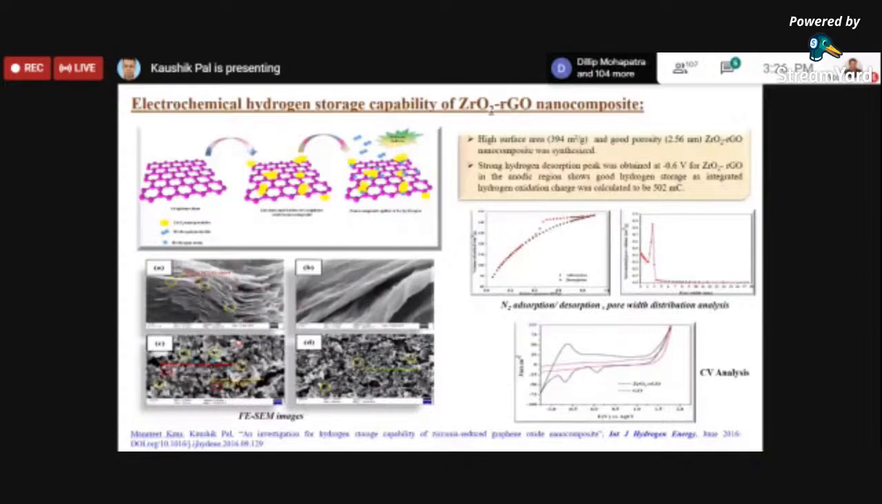So these are the pores of the graphene sheets over there. So highly porous nanocomposites, this one, zirconia incorporated on graphene oxide, where we can store the hydrogen. Nitrogen adsorption, desorption, and pore width distribution analysis we have already done. We have done the CV analysis also.